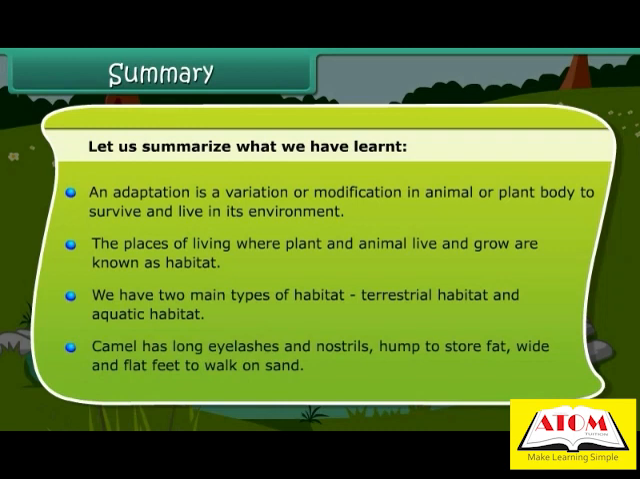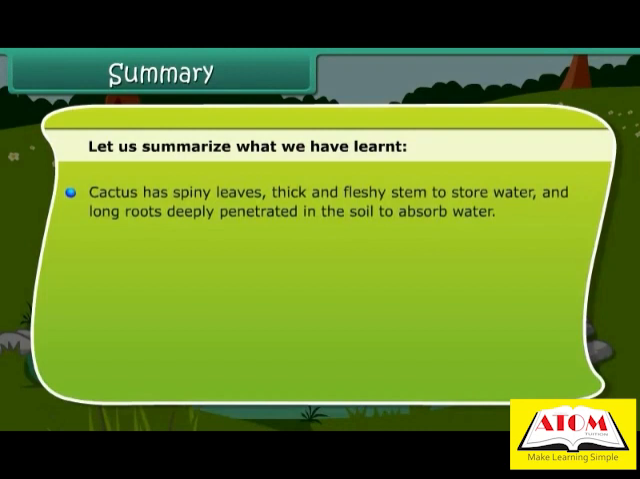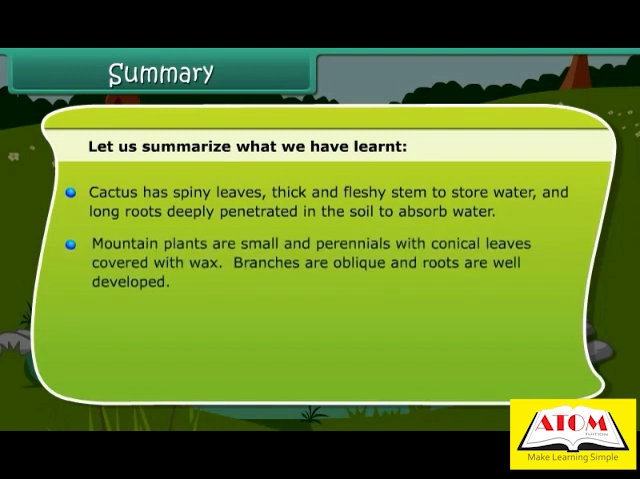Camel has long eyelashes and nostrils, hump to store fat, wide and flat feet to walk on sand. Cactus has spiny leaves, thick and fleshy stem to store water, and long roots deeply penetrated in the soil to absorb water. Mountain plants are small and perennials with conical leaves covered with wax. Branches are oblique and roots are well developed. Animals found in mountains have thick skin and fur.